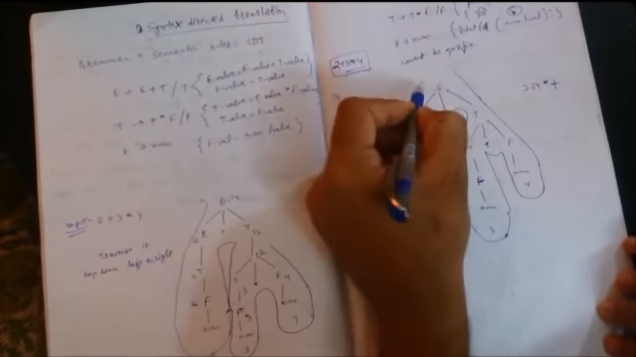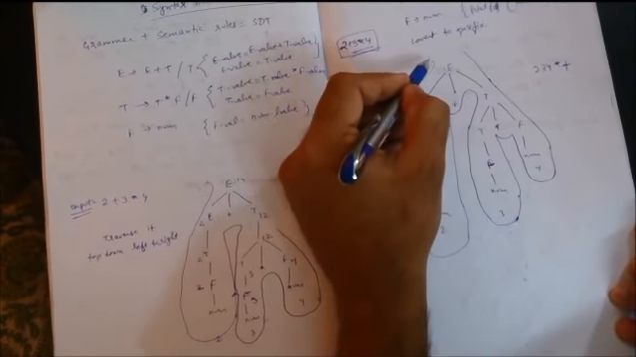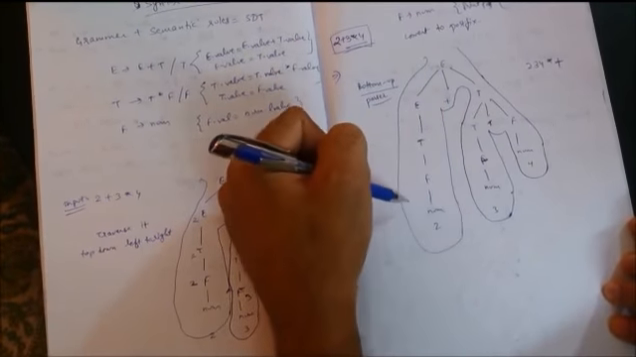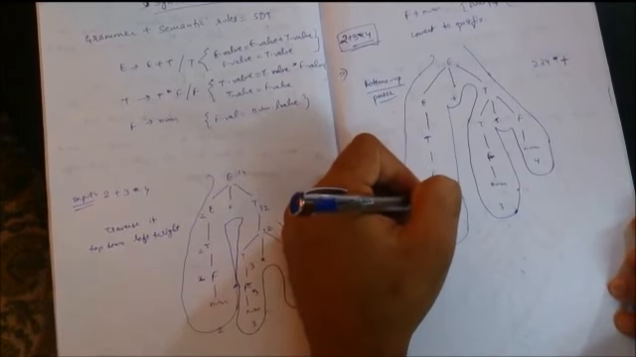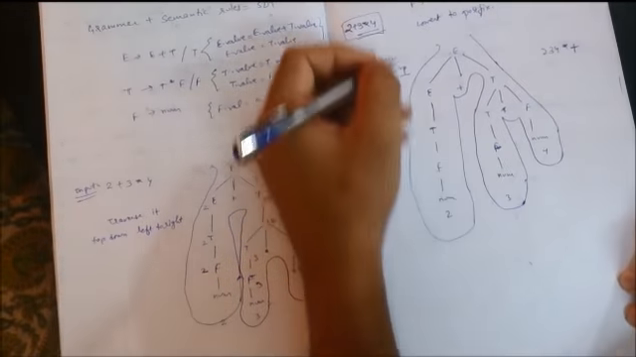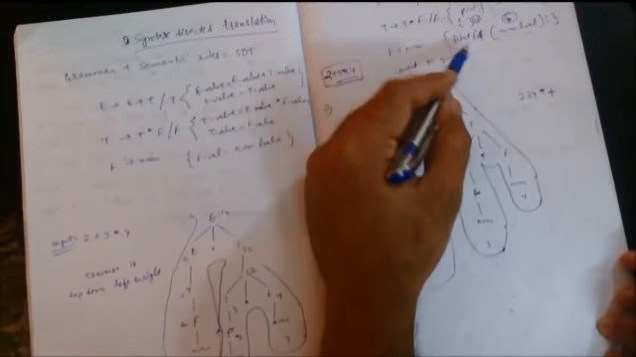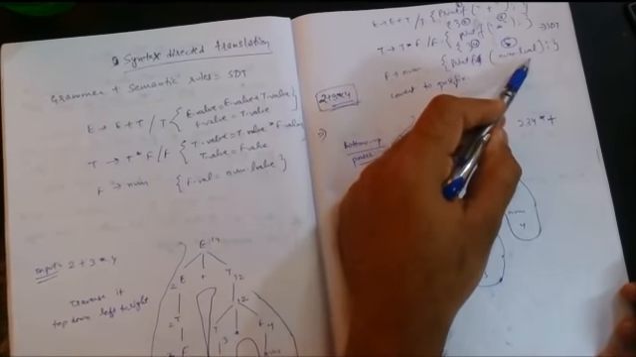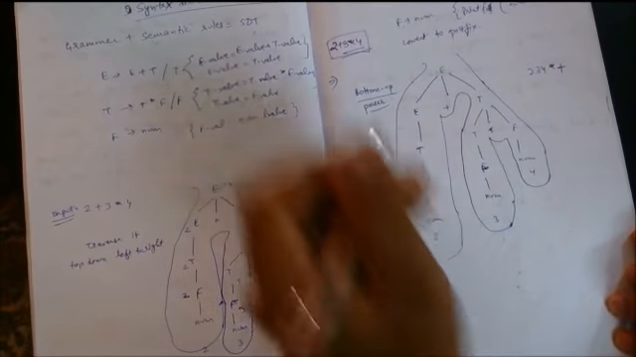So what does the bottom-up parser do? The bottom-up parser will move from here and come here. It will check whether it is a reduction or not. So here num is reduced to f. Yes, it is a reduction, because if num is reduced to f, what does the semantic rule do? It prints the value of num. So here 2 will be printed.